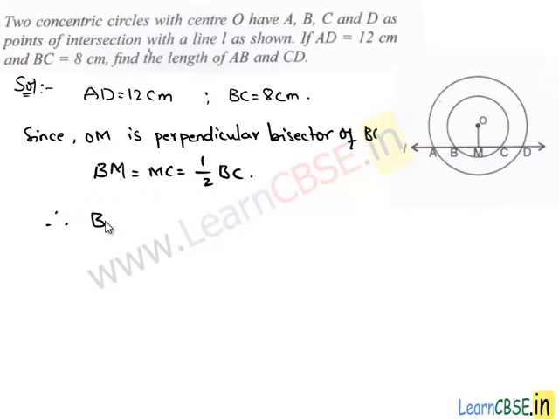Therefore, BM or MC is equal to half of 8 centimeters, which is 4 centimeters. Therefore, we obtain the length BM. Now we can find out the length AB. If we consider the another circle, that is the larger circle, here OM is also the perpendicular bisector of this AD, line segment AD.